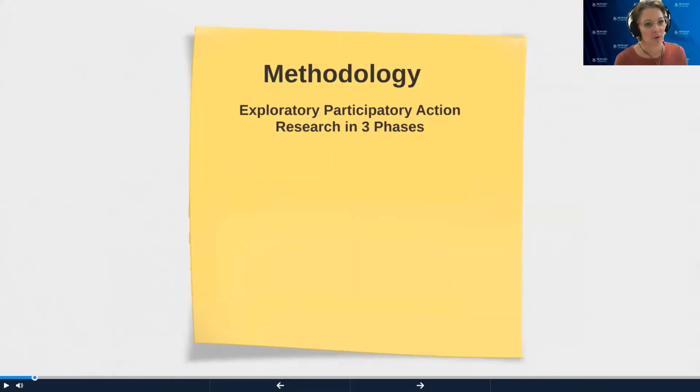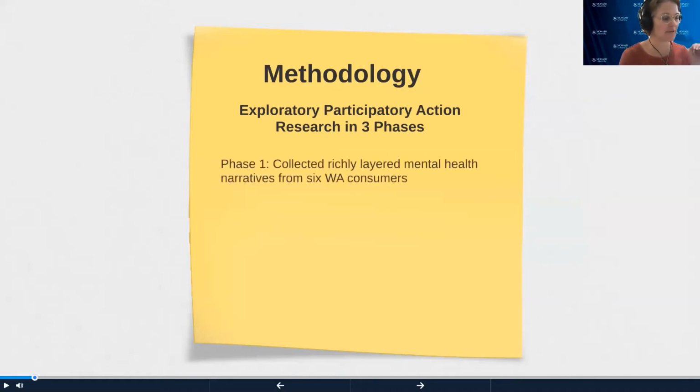So we use an exploratory participatory action research in this particular co-design methodology, and we do it in 3 different phases. So phase 1 was to collect some really richly layered mental health narratives from 6 mental health consumers. So I'm a narrative researcher and trained at Columbia in narrative medicine. So I just have the honour of hearing and interpreting people's stories with them. So we had many, many conversations, but the 6 mental health consumers were purposely selected.